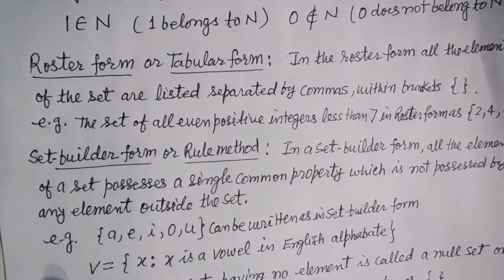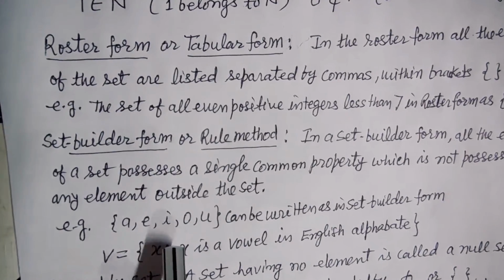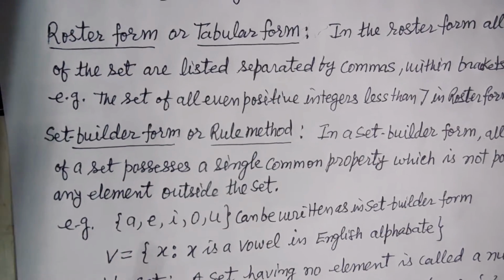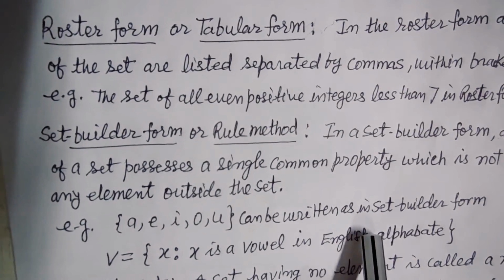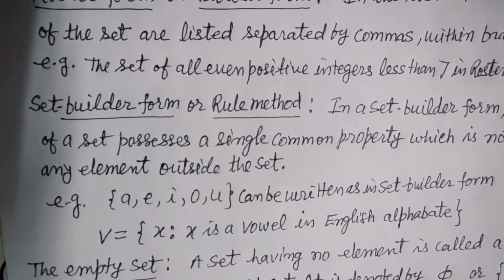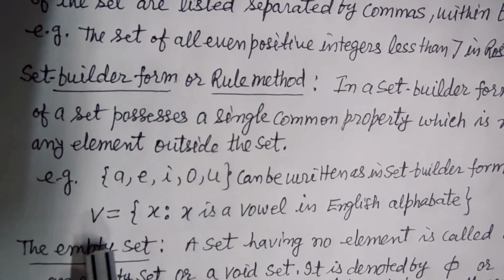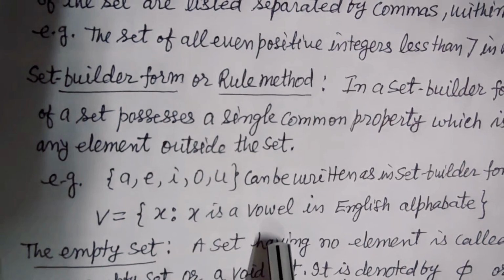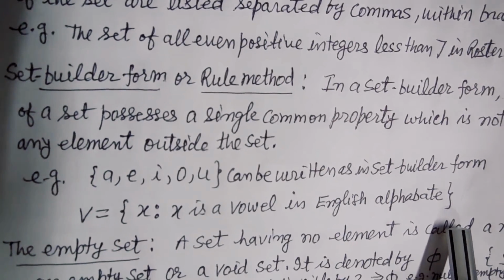For example, in curly bracket, take A, E, I, O, U as the elements. You see here that these are vowels. This is the roster form. So we can write this in set builder form as V, V for vowels, the set of vowels, equal to, in curly bracket, x such that x is a vowel in the English alphabet. Close the curly bracket. Clear?